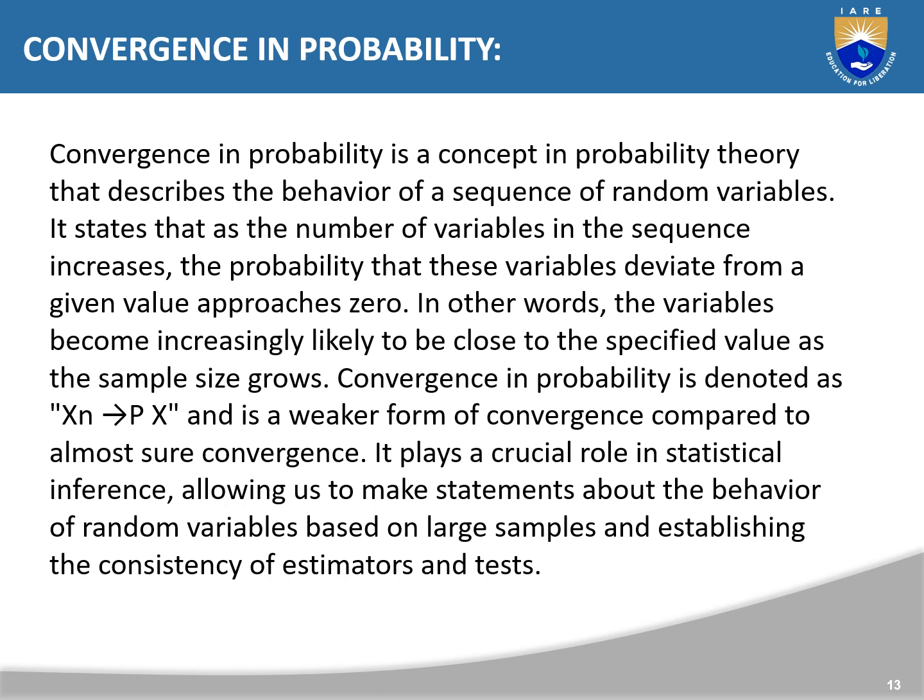Convergence in probability is denoted as Xn converges in probability to X, and is a weaker form of convergence compared to almost sure convergence. It plays a crucial role in statistical inference, allowing us to make statements about the behavior of random variables based on large samples and establishing the consistency of estimators and tests.